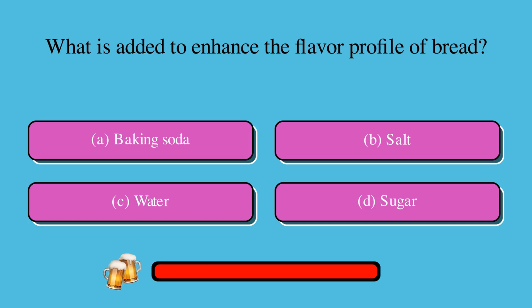What is added to enhance the flavor profile of bread? Is it A, baking soda, B, salt, C, water, or D, sugar? The correct answer is B, salt.